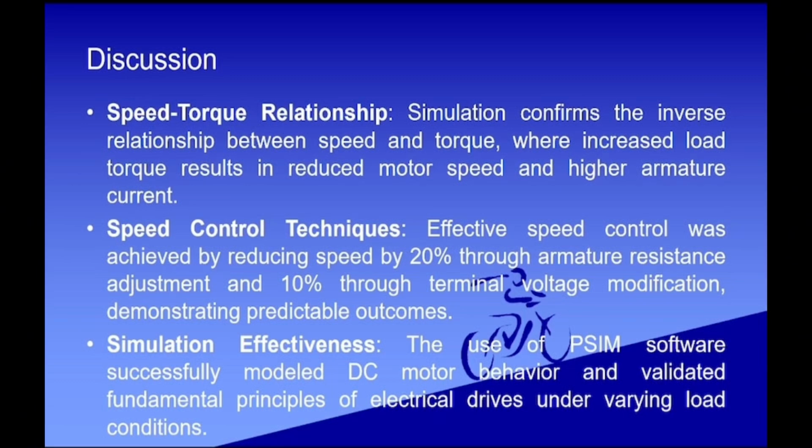Regarding the speed torque relationship, simulation confirms the inverse relationship between speed and torque, where increased load torque results in reduced motor speed and higher armature current. With the speed control techniques, effective speed control was achieved by reducing speed by 20% through armature resistance adjustment and 10% through terminal voltage modification, demonstrating predictable outcomes. And regarding the simulation effectiveness, the use of PSIM software successfully modeled DC motor behavior and validated fundamental principles of electrical drives under varying load conditions.